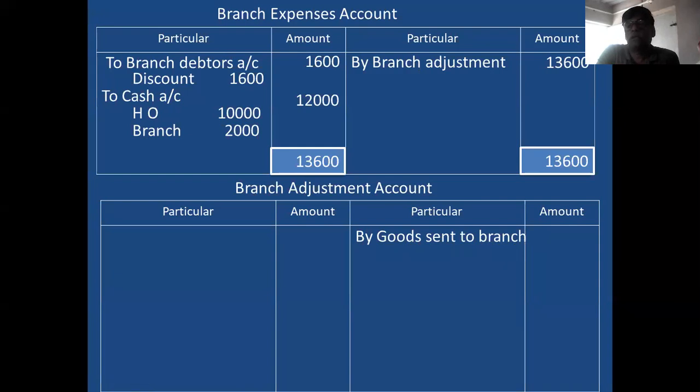1,68,000 goods sent to branch is there. 25 divided by 100 means 1/4. 1,68,000 into 1 by 4 is equal to 42,000. Opening stock is not in the problem. Then come to the debit side. To stock reserve means closing stock. Closing stock is 10,000, on which you calculate 25 by 100. Sorry, the closing stock is different.